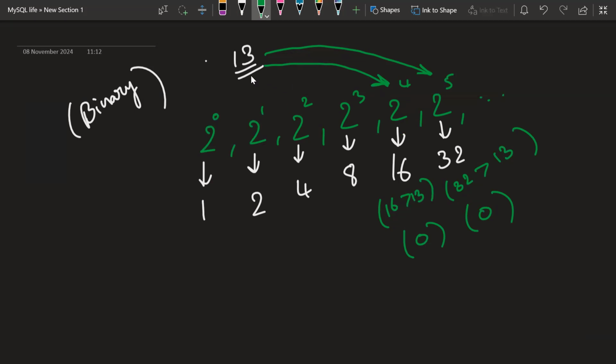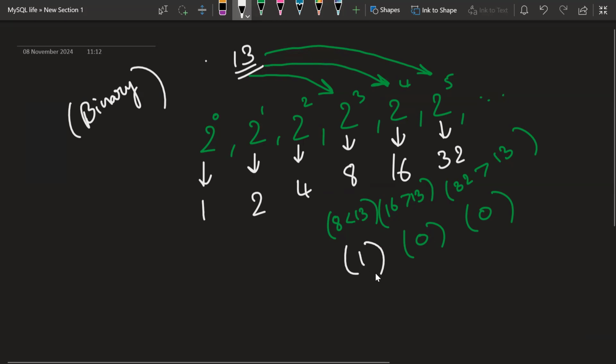Now I would like to move to the next number. So I would like to compare 13 with 2 to the power of 3, which is 8. Now I want to know whether 8 is greater than 13 or not. Of course not, right? 8 is less than 13. So here 8 is actually fitting very well in the number 13. So this time I would place 1 because here it fits very well.